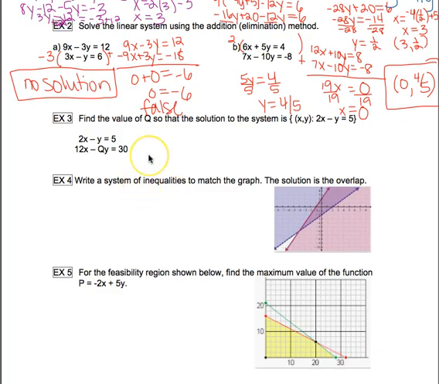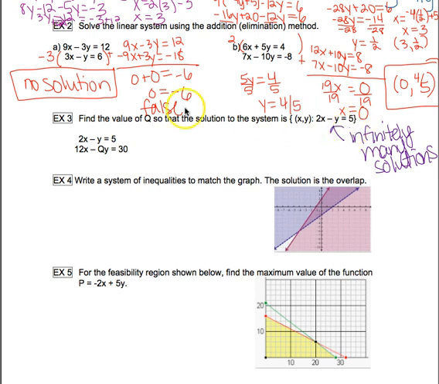All right, so now going on to example 3. Find the value of Q so that the solution to the system is, and the way that we read this is called set notation, x comma y such that 2x minus y equals 5. This is the fancy way of writing an infinitely many solutions. So, infinitely many solutions, you start off with this x comma y, and then you write what the equation is.